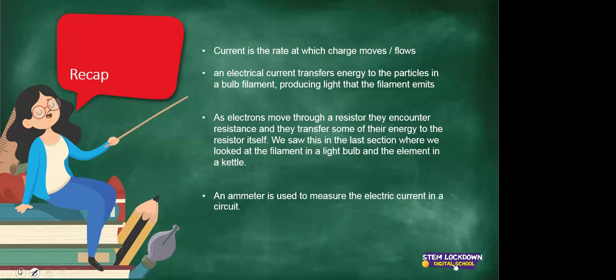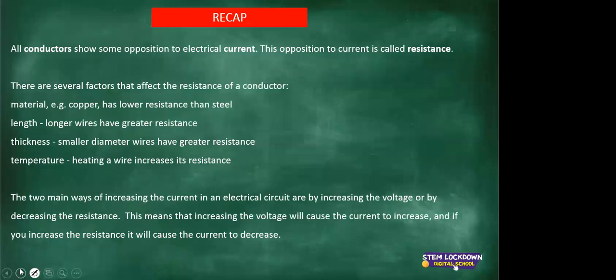So let's say you don't have a light bulb, or you want to test if your plugs are working, or you want to test whether something has an electric current in it. We basically use an ammeter to do that test. We also learned that all conductors show some opposition to electric current. In a circuit, this opposition is called resistance, and the resistance basically prevents the flow of current.